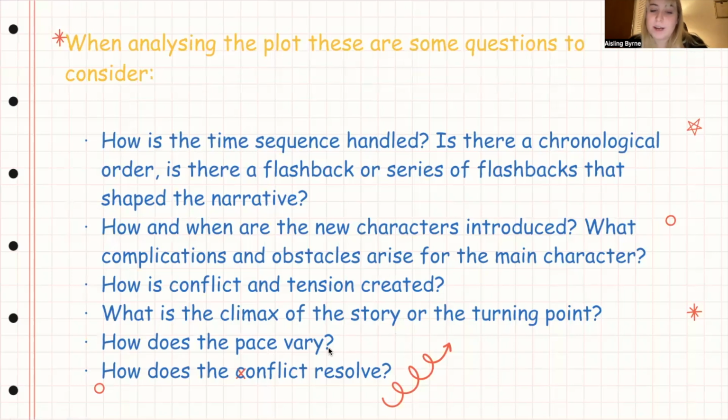How does the pace vary? If we're watching a movie, maybe even an action movie, sometimes the action happens right away and then it goes back to something else and then it happens again. There's a lead up and then there's a resolution. And how does the conflict resolve? So what happens at the end? What's our resolution? Is it the same as we start off? Are we on the same level? Is there a difference? Are we worse off? Are we better off? Are we the same?